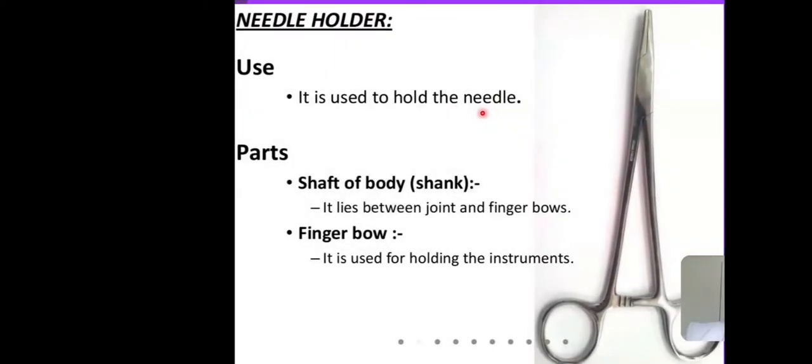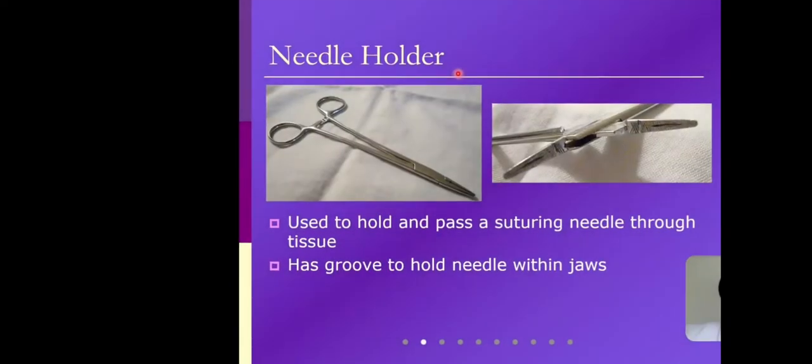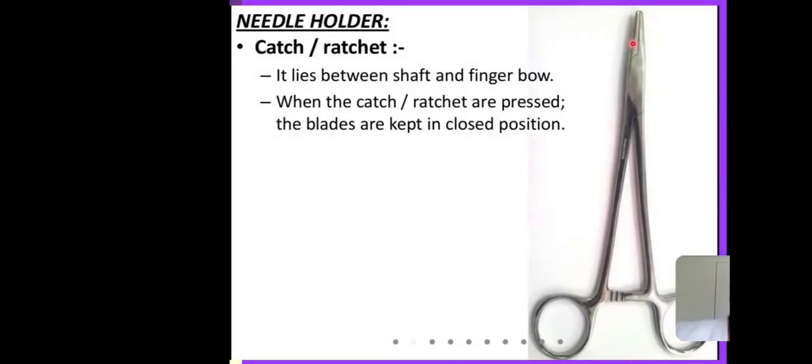Needle holder, it is used to hold the needle. Shaft of the body, that is shank. It lies between joints and finger bows. It is used for holding the instrument. Used to hold and pass a suturing needle through tissue. Has a groove to hold the needle within the jaws. Catch ratchet, it lies between shaft and finger bow. When the catch ratchets are pressed, the blades are kept in closed position.